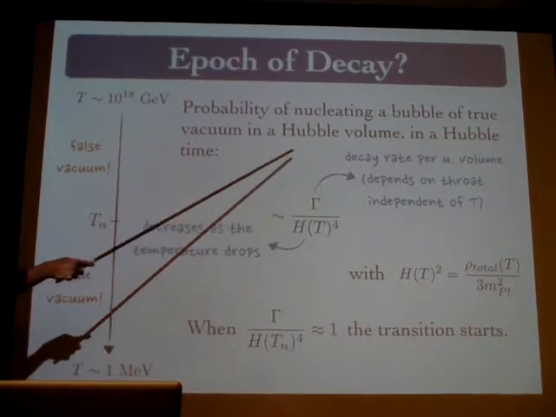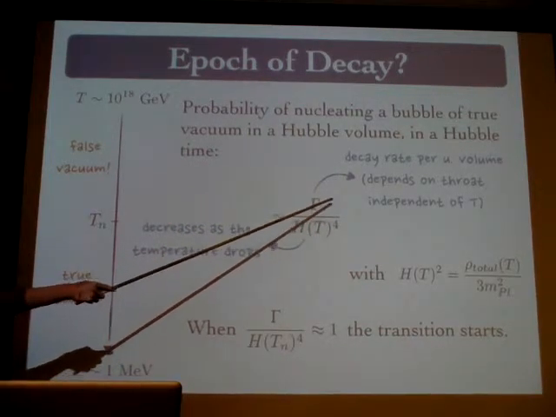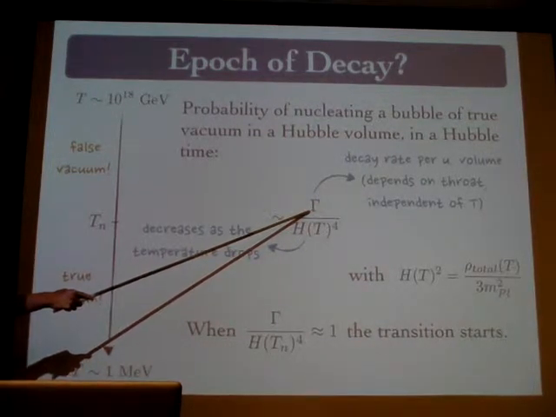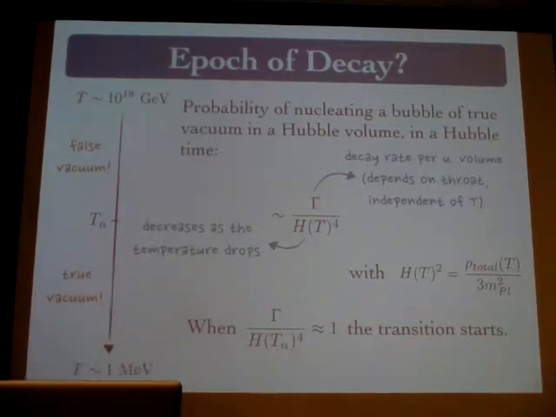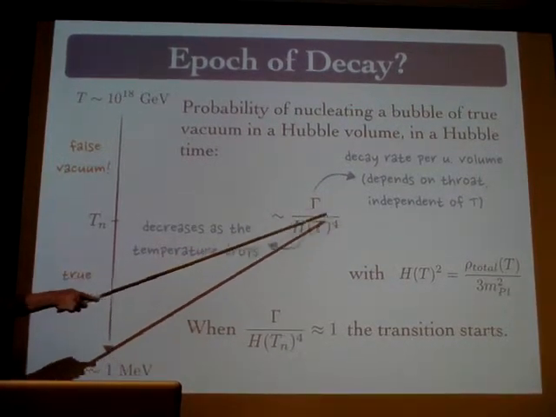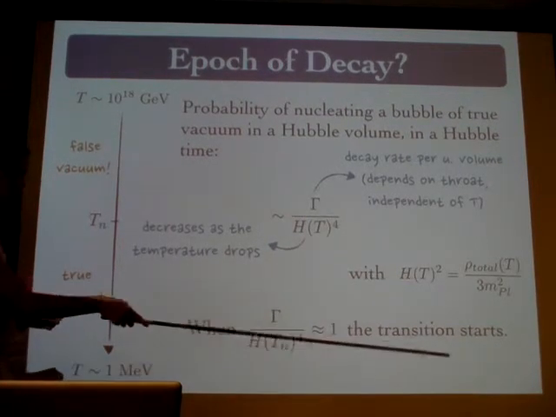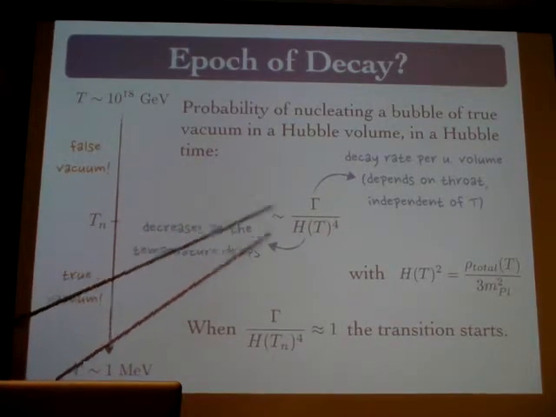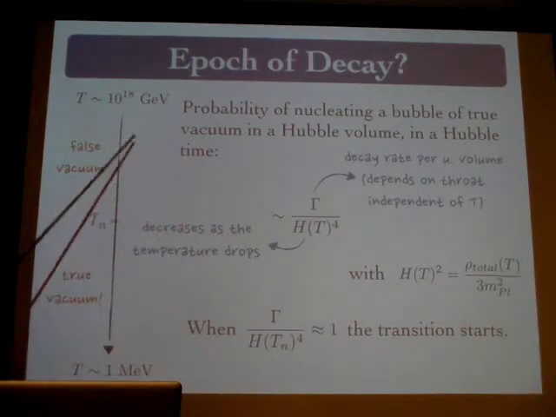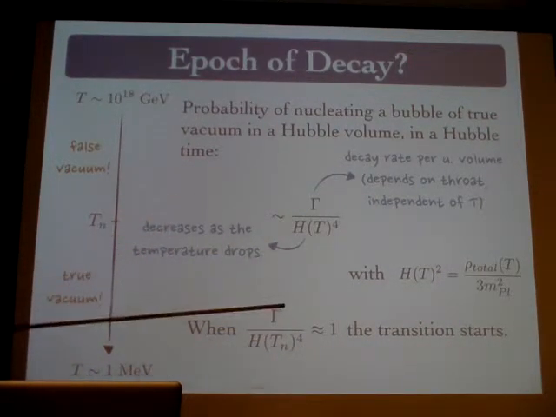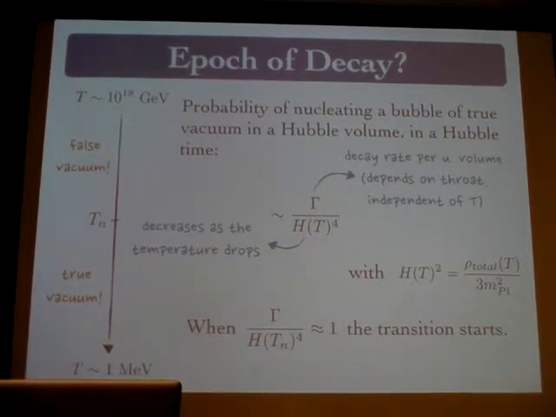So the probability of nucleating a bubble of true vacuum in a Hubble time, in a Hubble volume, is given by this ratio. This is just the decay rate per unit volume, and this only depends on the details of the throat. It's a quantity that doesn't depend on temperature, and this is divided by Hubble to the 4th, which, as you know, becomes smaller as the temperature drops. So as the temperature of the visible sector is dropping, this quantity is becoming bigger. At some point, this will become order 1, which is when the transition will start. And then shortly after, once it's completed, the throat will find itself in the true vacuum.